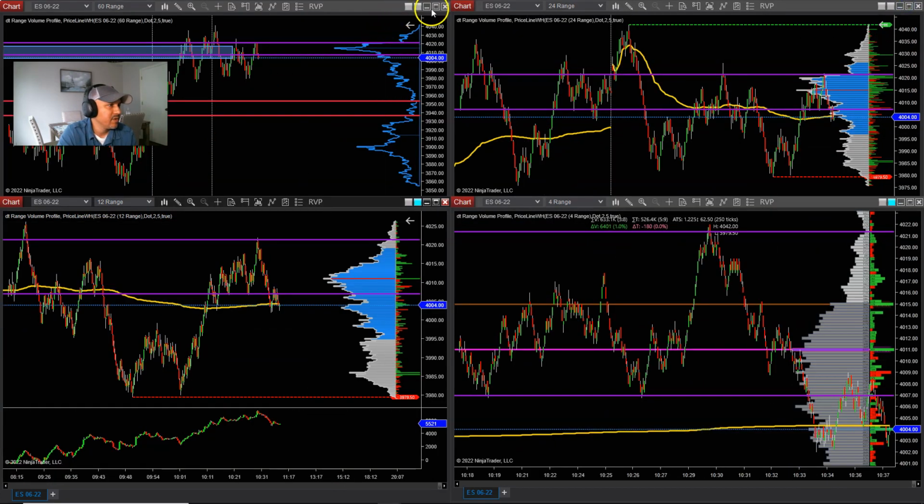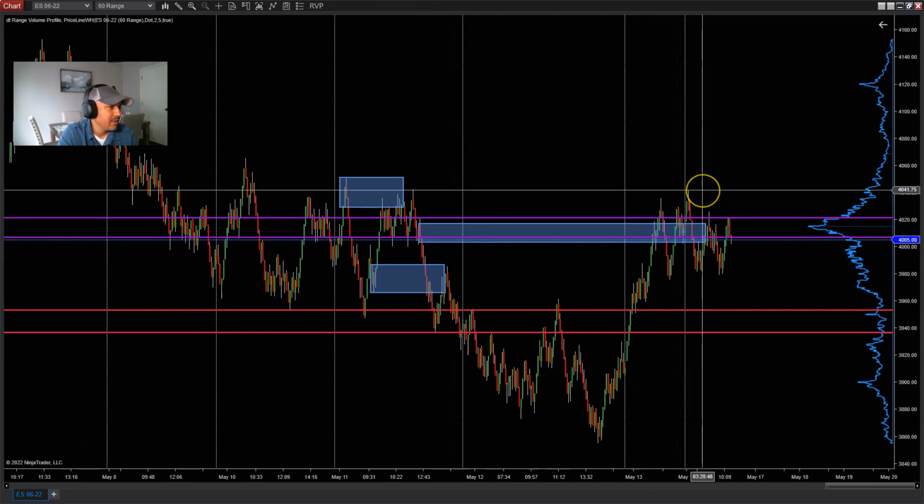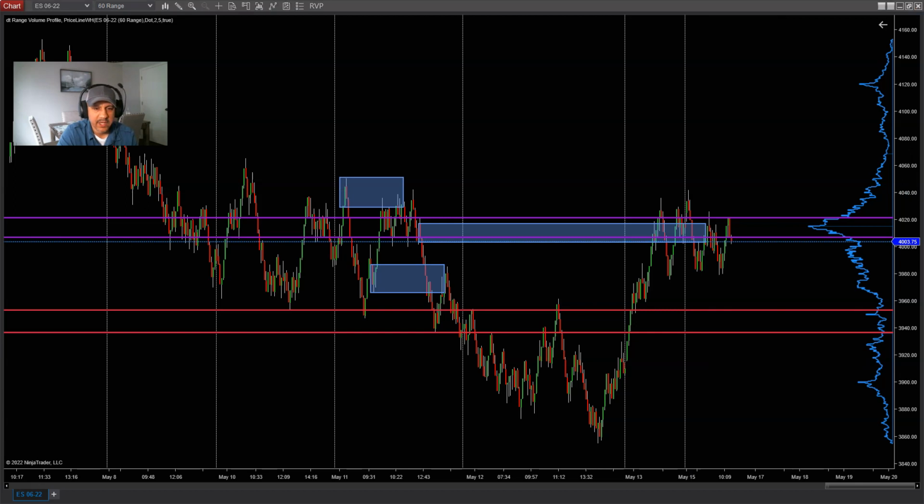Let me take a look at the 60 range again. I'm gonna try to get into a few trades, but with this choppiness right now, it's gonna make it difficult. I'll be honest with you, 100%.